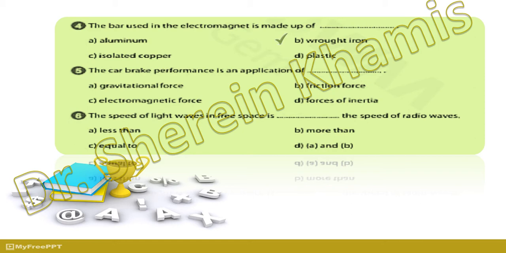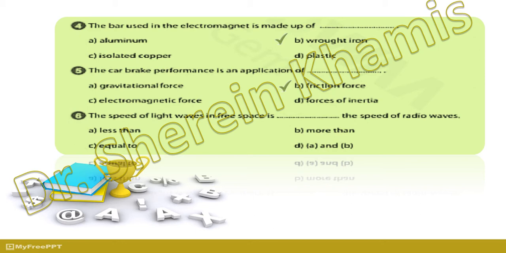Okay, so the right answer for car brakes will be what? It will be friction force. It is an application that allows us to start and stop the car movement.